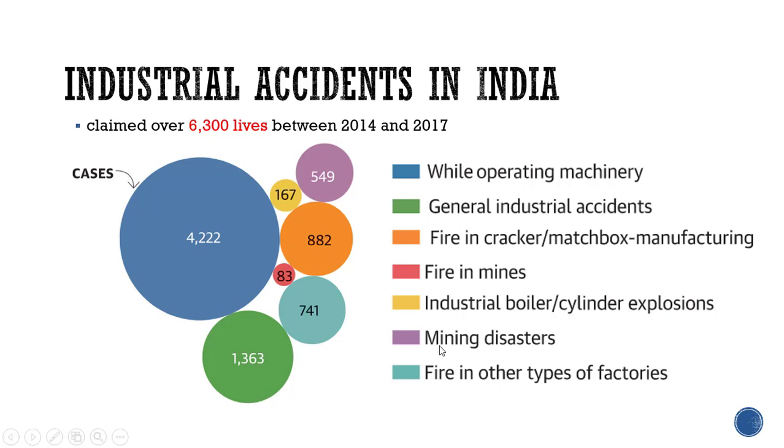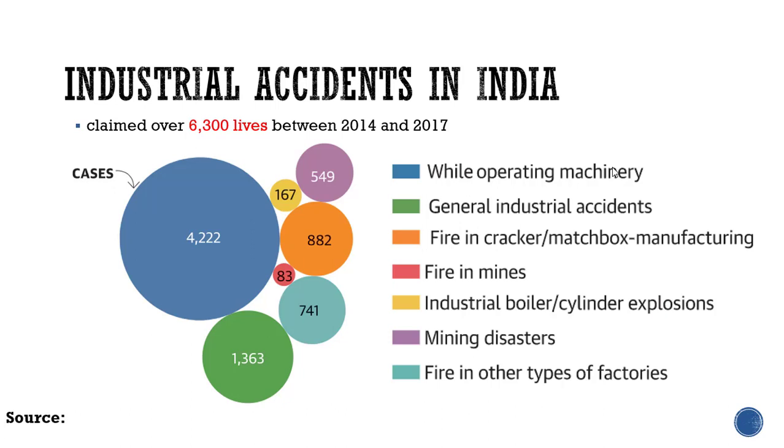Okay, and the next one is mining disaster. Some equipment may fail, there was this kind of incident. And the last one is fire in other types of factories. Initially we just addressed the fire which happens exclusively in the cracker industry as well as the matchbox industry, and the last one is the fire which happens in other factories. This is how Indian workers have lost their lives due to industrial accidents. Most of the cases happen while they are working on machinery.